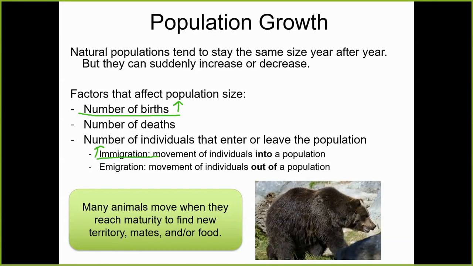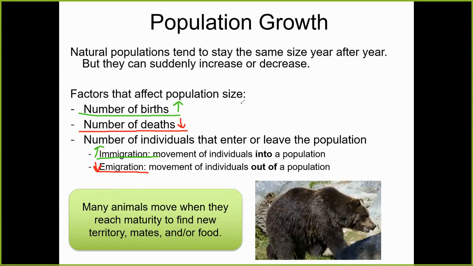Things that can make a population go down, on the other hand, are obviously number of deaths. These are going to bring our population down. And emigration with an E, that is going to bring our population down as well. Obviously, when things die, that brings the numbers down. And emigration with an E is when numbers of a population leave an area.